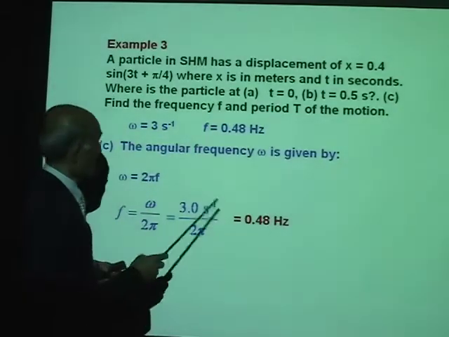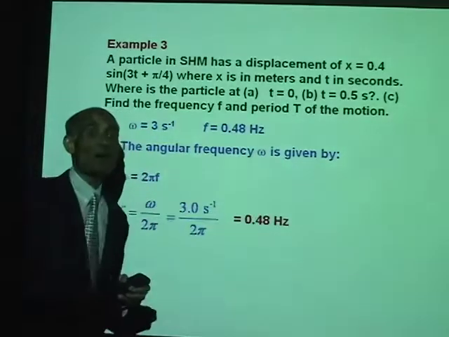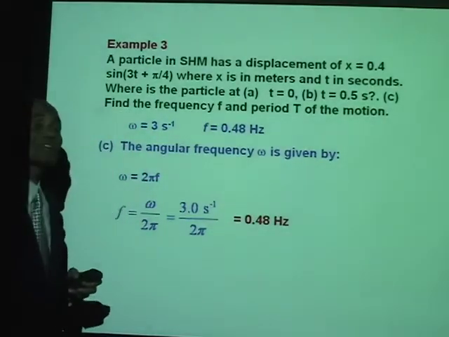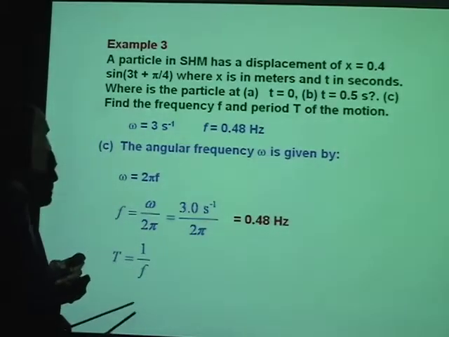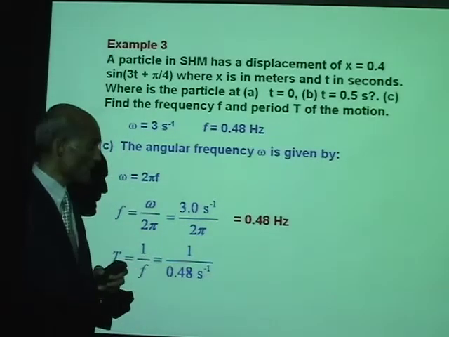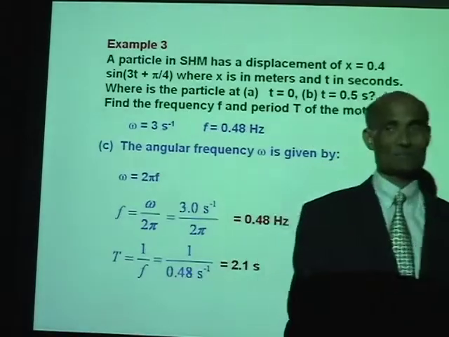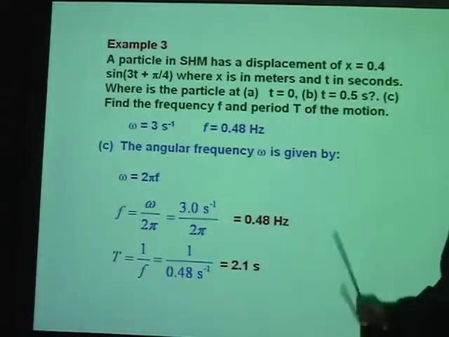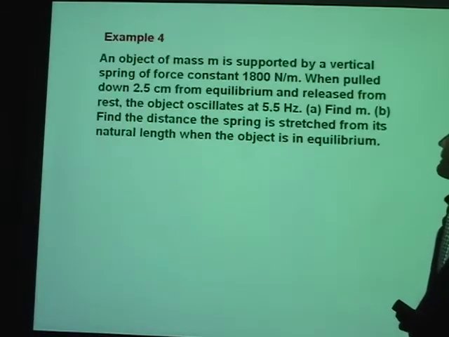Okay. If you know your frequency, then you know the period. How? Period is 1 over the frequency. T equal to 1 over the frequency. That is 1 over 0.48. That will be 2.1 seconds. Another important type of problem. Okay, let's do another one.